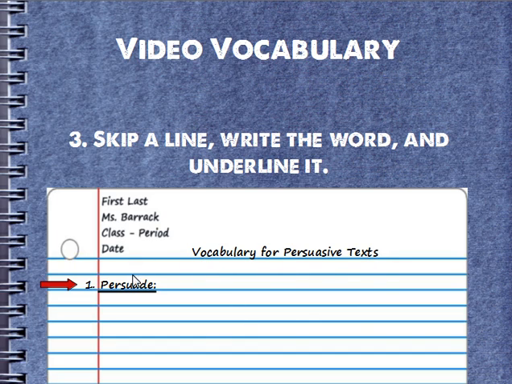I want you to skip the second line and write your first word on line number 3, blue line number 3. 1, 2, 3. Notice that I put the number on the left side of the pink line and the word on the right side. I've got a colon and I've underlined the word. This is going to help keep our notes really neat. I am going to check for this, so make sure your notes follow this format. This is your first word, so go ahead and write down the word persuade.